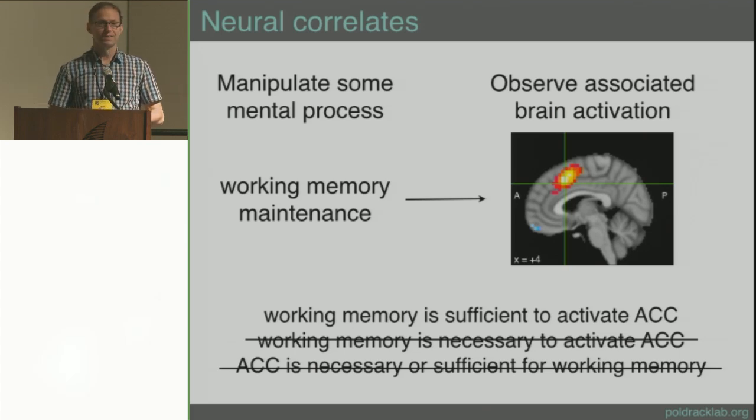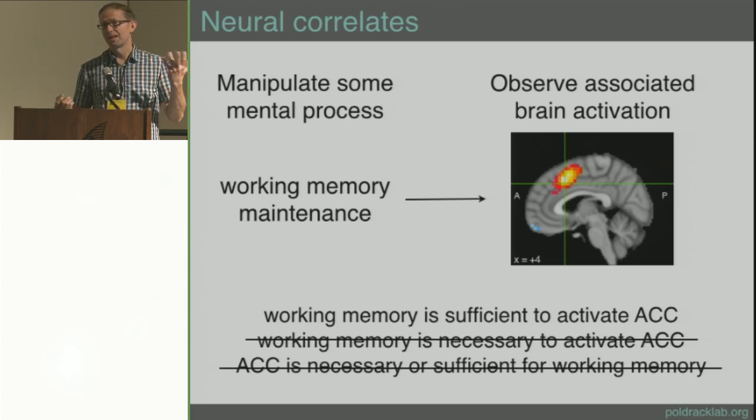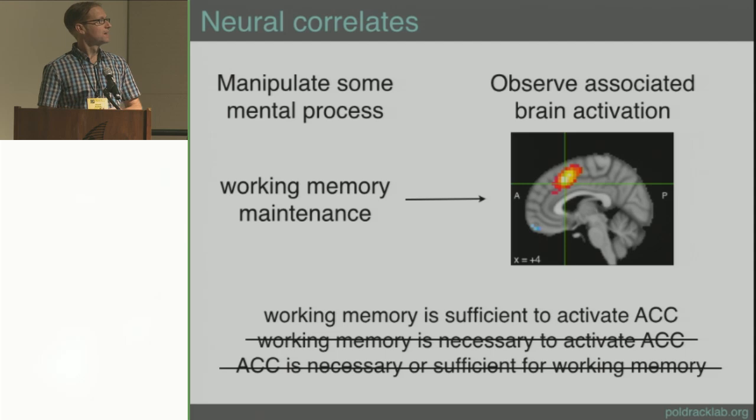It also doesn't tell us that the brain area is either necessary or sufficient for engaging in that psychological function. There are a lot of examples where something activates, but the brain area turns out to not be necessary. You can have a lesion and be fine. ACC is a big culprit there.